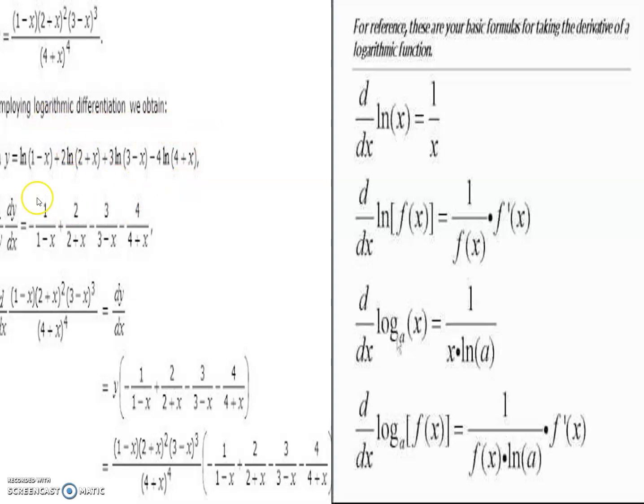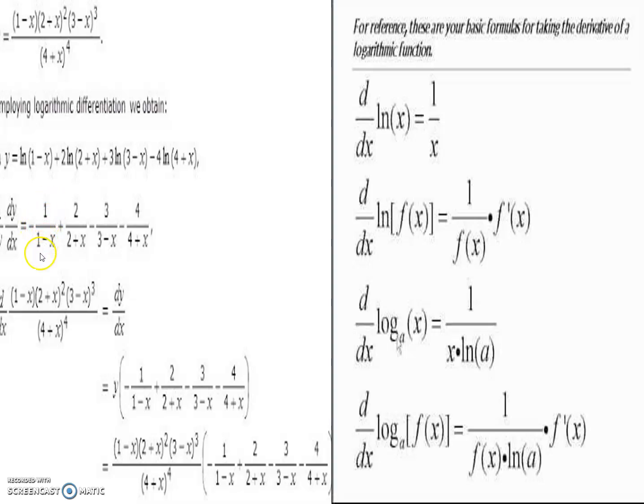So taking the log of both sides, ln y is equal to ln(1 minus x) plus 2 ln(2 plus x) plus 3 ln(3 minus x) plus 5 ln(4 plus x). Differentiate with respect to x. We know that the derivative of ln f(x) is 1 upon f(x) into the derivative of f(x). So 1 upon y dy by dx.